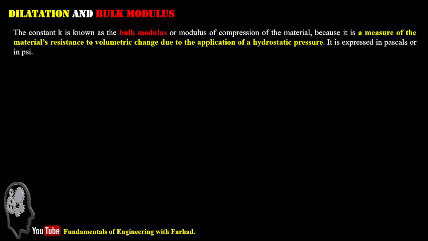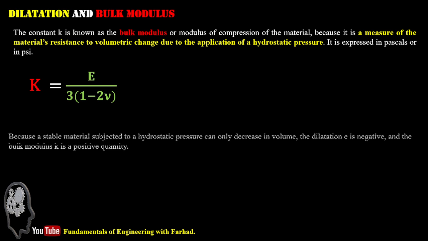And the bulk modulus is a measure of a material's resistance to volumetric change due to application of hydrostatic pressure. That's the definition of K. And if you look at the nature of the formula, we also know a stable engineering material subject to hydrostatic pressure can only decrease in volume.